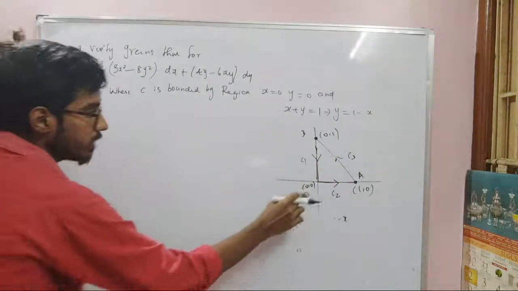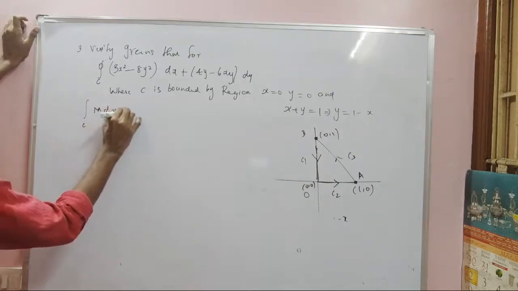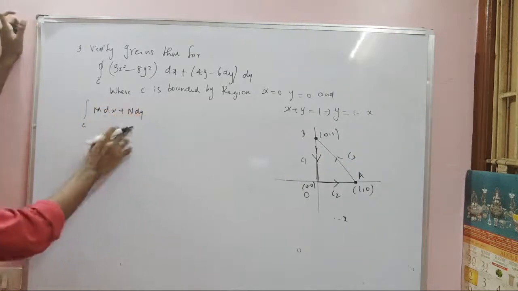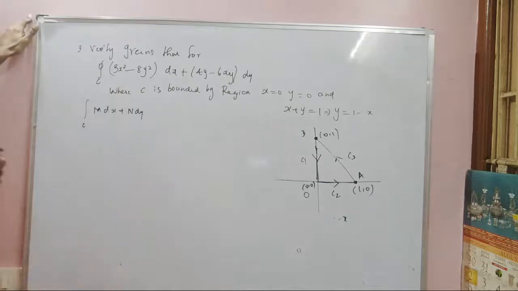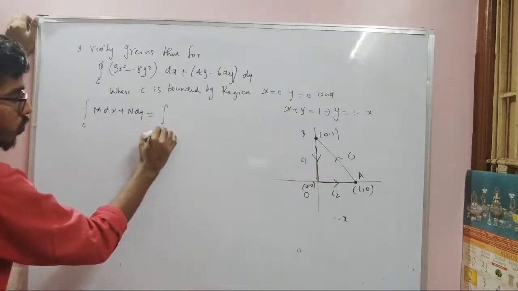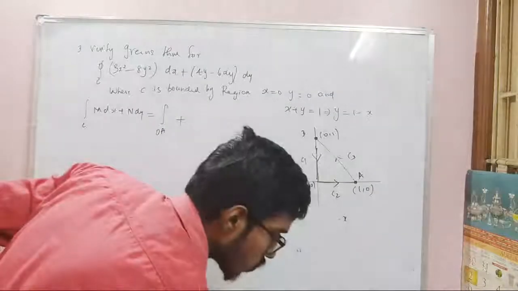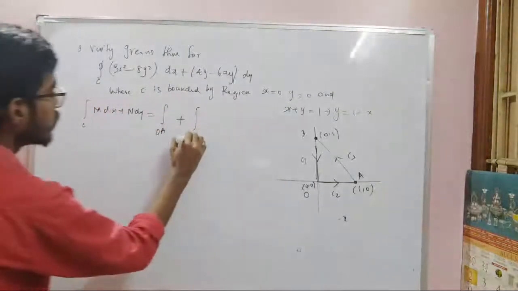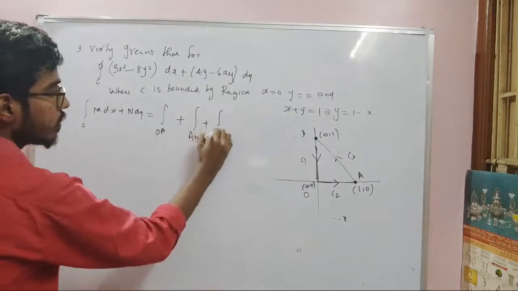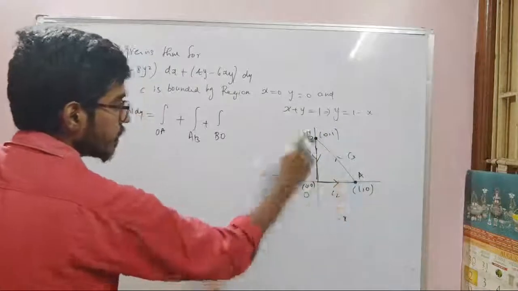So now we need to find the integral over M dx plus N dy. We need to show that this value is also equal to 5 by 3. For that I am going to split this into OA, then AB, and then BO. This is B: OA, AB and BO.